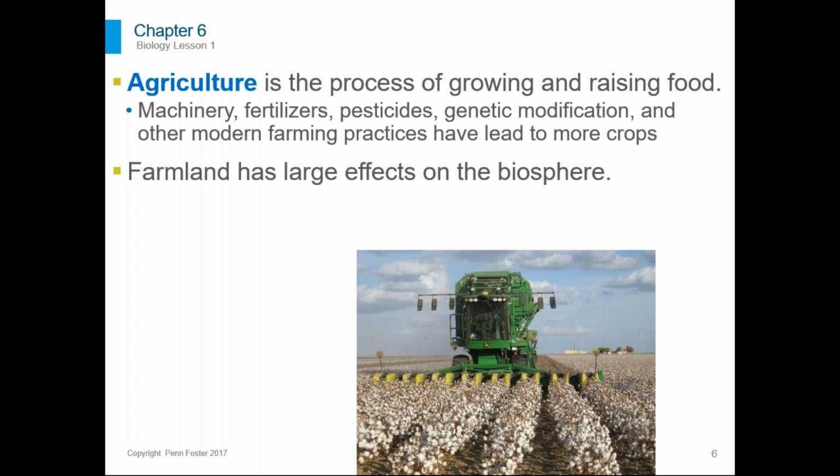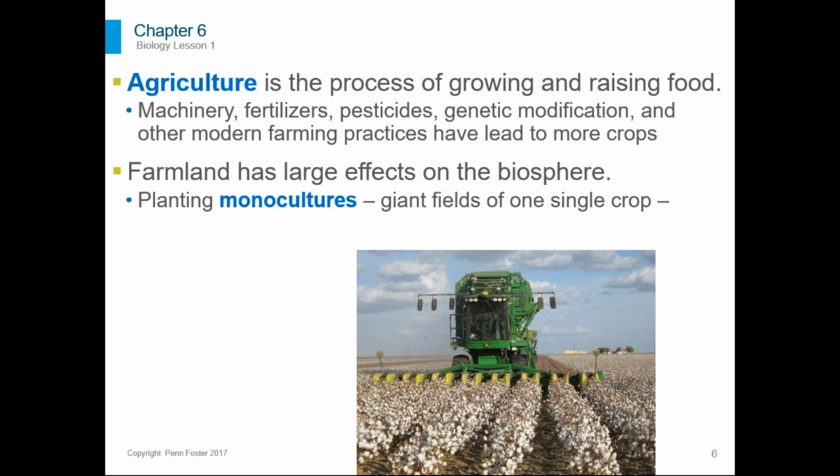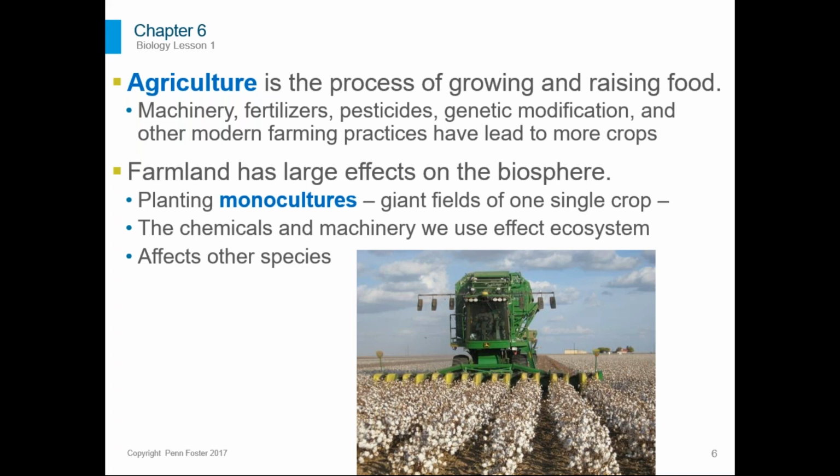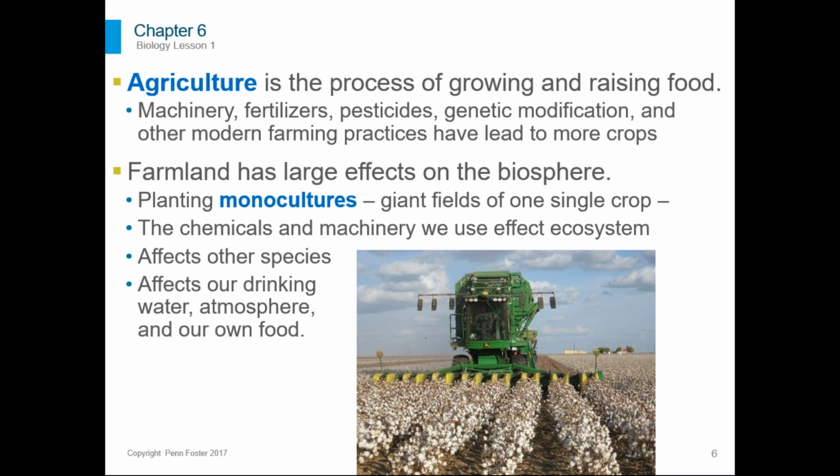However, changing land from natural habitat to farmland has large effects on the biosphere. The practice of planting monocultures, giant fields of one single crop, affects the ecosystem, and then the chemicals and machinery that we use also affect the ecosystem. And again, this is not just a concern for other species that live here, but for ourselves. This affects our drinking water, our atmosphere, and our own food.